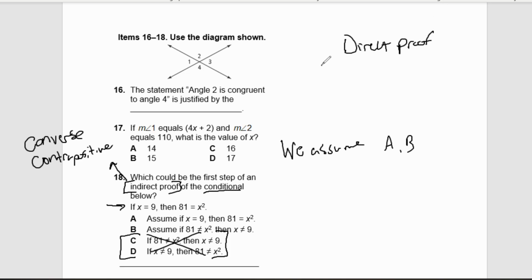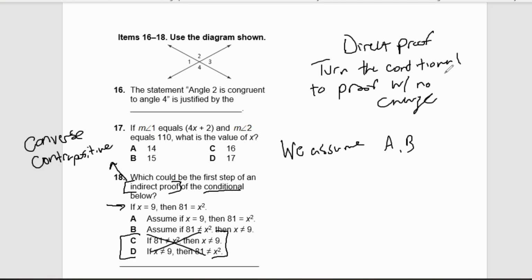And that's just where you turn the conditional to a proof with no change. So if I look at A, it says assume x equals 9, which is exactly what we started with originally. Then x, 81 equals x squared. That's exactly the conditional we started with. So this would be done by direct proof.